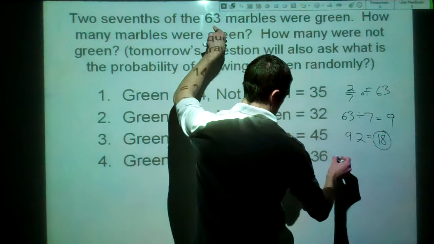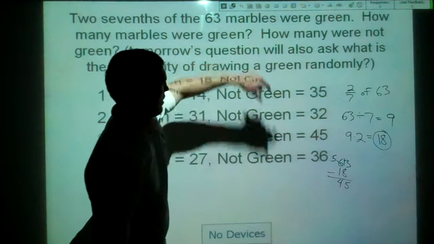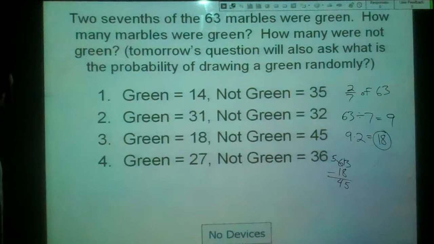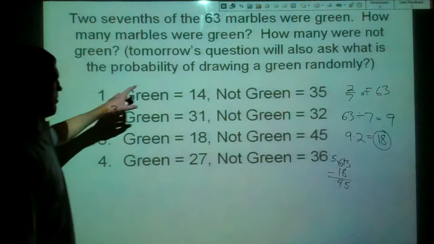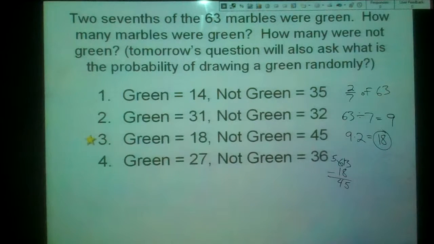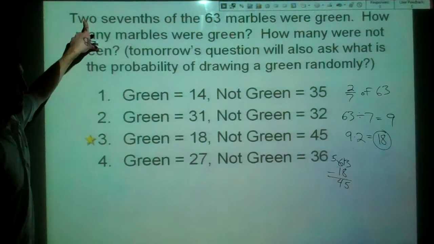And we should get 50 minus 7, 45. So 18 green, 45 not green. That would be number 3. Right there. Alright, now for tomorrow's sake, it also is going to ask, what's the probability of drawing a green randomly? Well, you could say that it'll be 18 out of 63 chance, but that's just going to reduce to what's already given, 2/7. Okay?